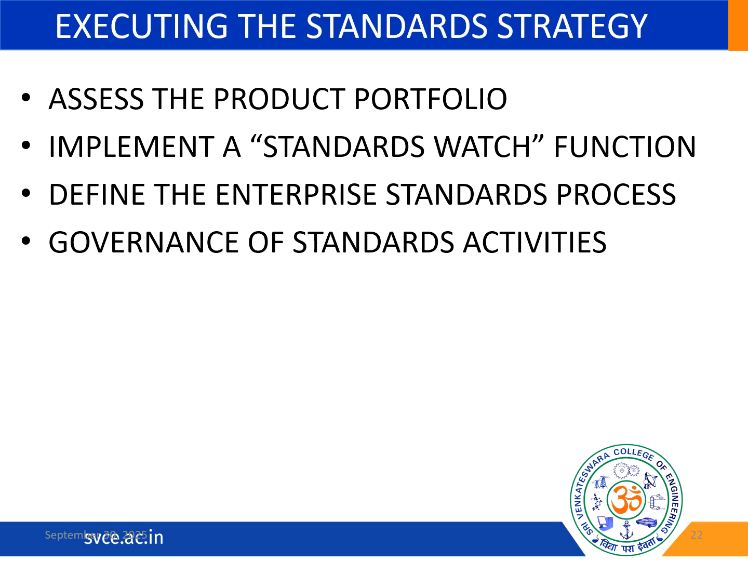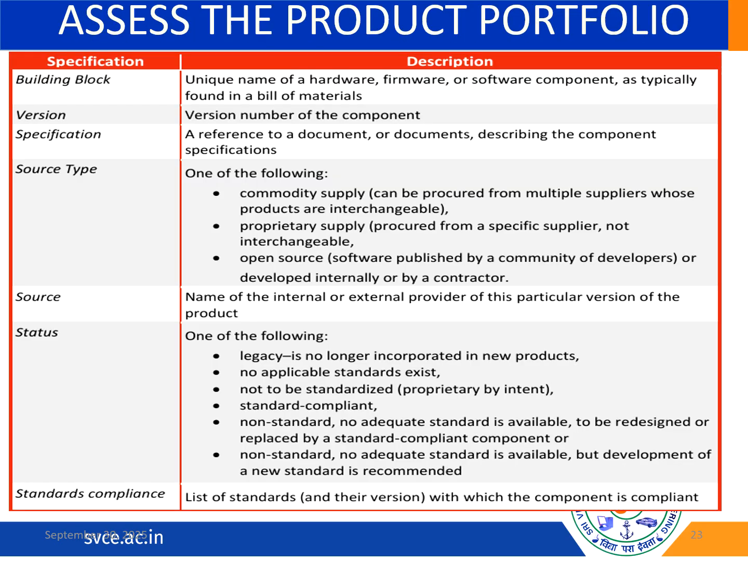we have executing the standard strategy. So it's a very important question. So here we will be focusing on four main parts. First, we have access the product portfolio. The second is implement a standard watch function. The third, we consider the defining the enterprise standards process. And the fourth, we call it as governance of standard activities. So in detail, we'll be seeing all these four topics. So this altogether we call it as executing the standards strategy.